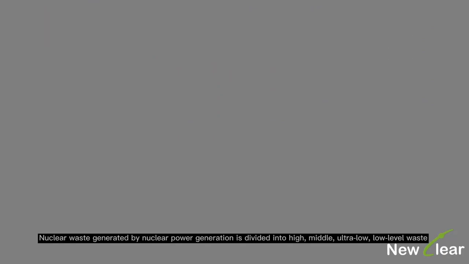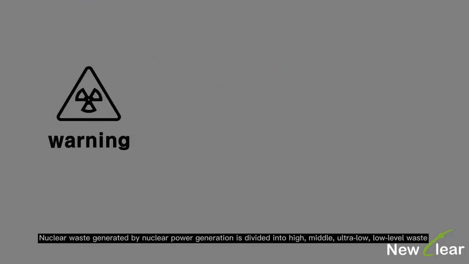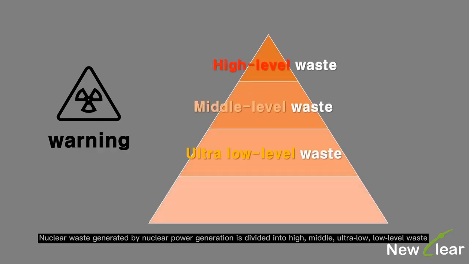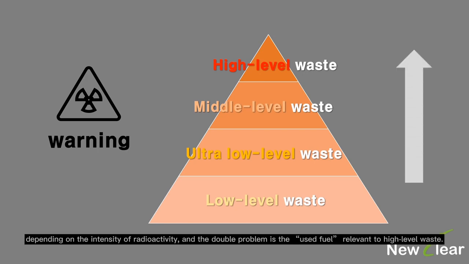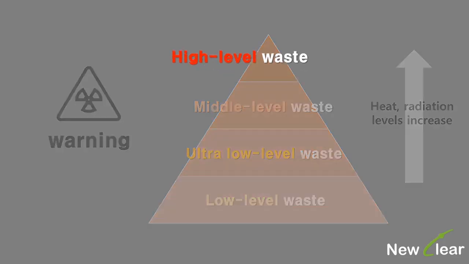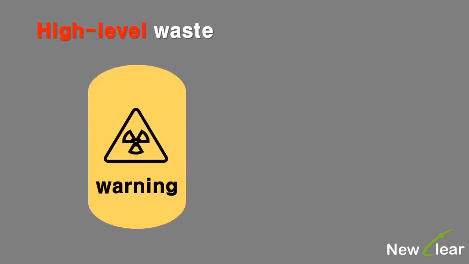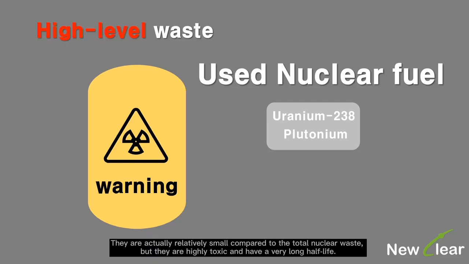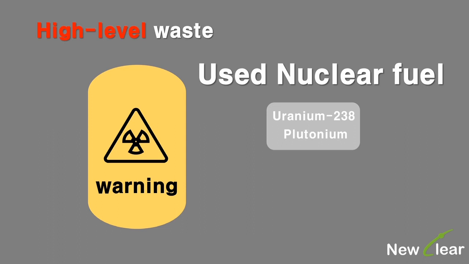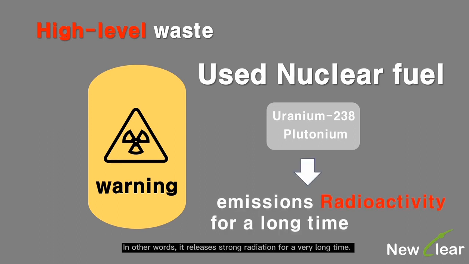Nuclear waste generated by nuclear power generation is divided into high, middle, ultra-low, and low-level waste depending on the intensity of radioactivity, and the double problem is the used fuel relevant to high-level waste. Used fuel refers to uranium-238 and plutonium-like ones left after using uranium fuel to generate energy. They are actually relatively small compared to the total nuclear waste, but they are highly toxic and have a very long half-life. In other words, it releases strong radiation for a very long time.